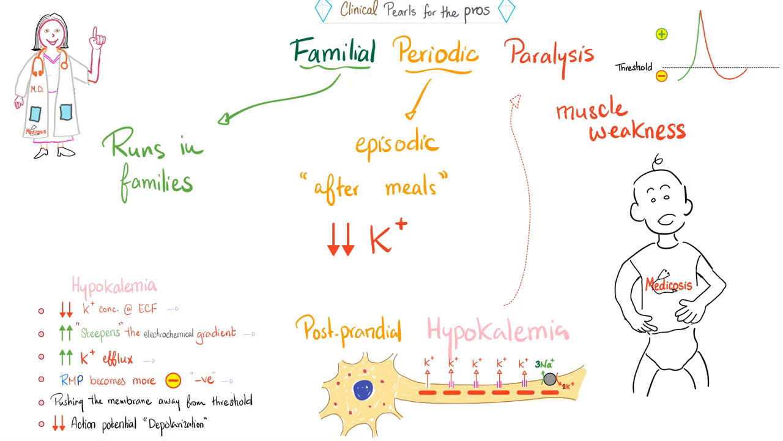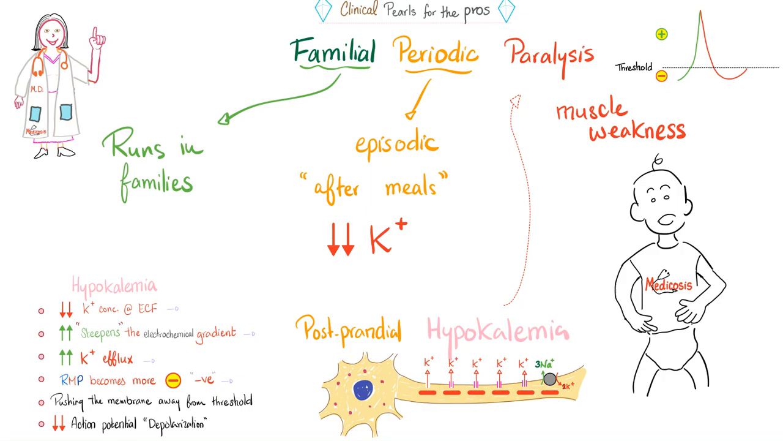Let's talk about familial periodic paralysis. Why do you call it familial? Because it runs in families. Why is it periodic? Because it's episodic. Because it's paroxysmal. It comes in attacks. And these attacks are usually after meals. We can call this postprandial hypokalemia. Potassium is dropping after meals.